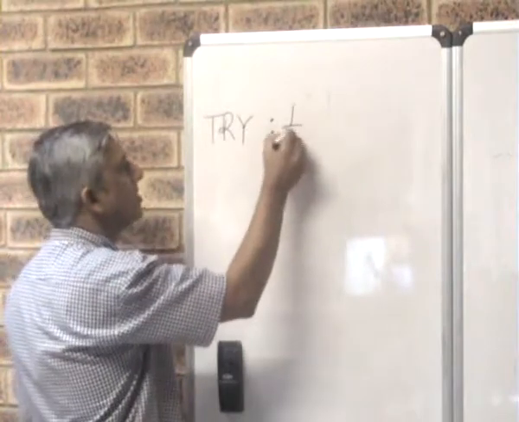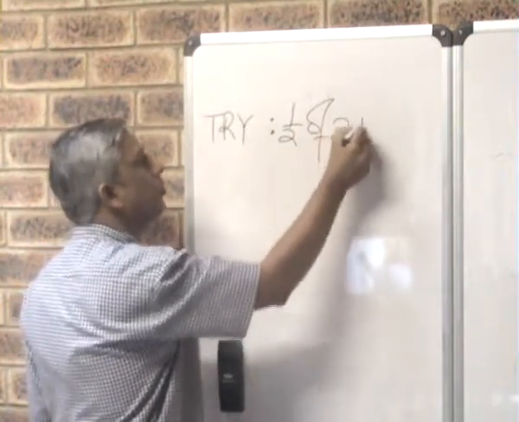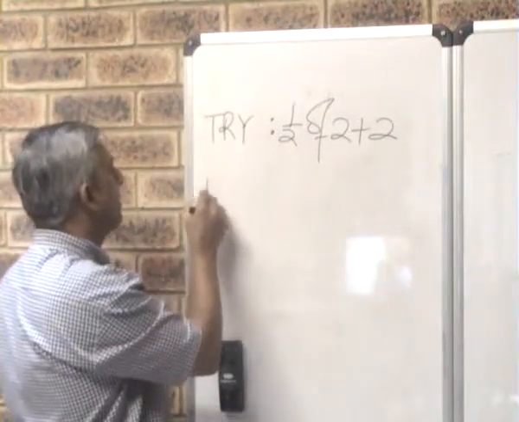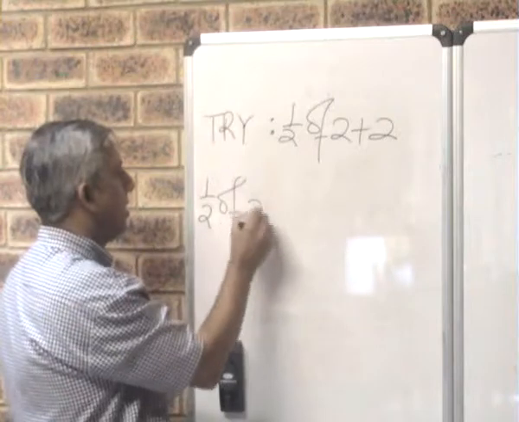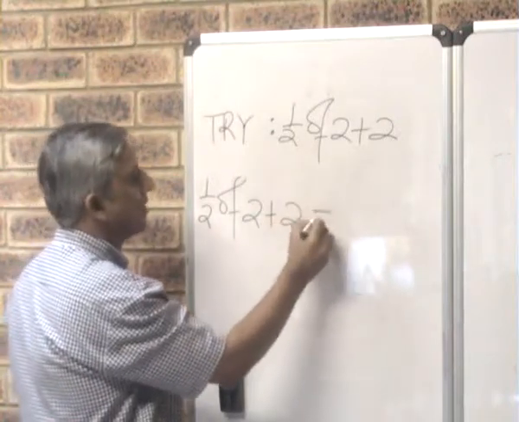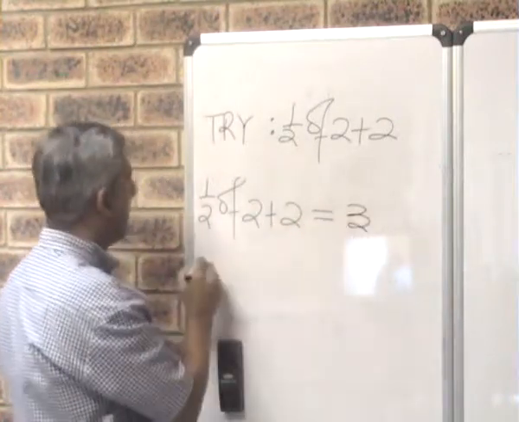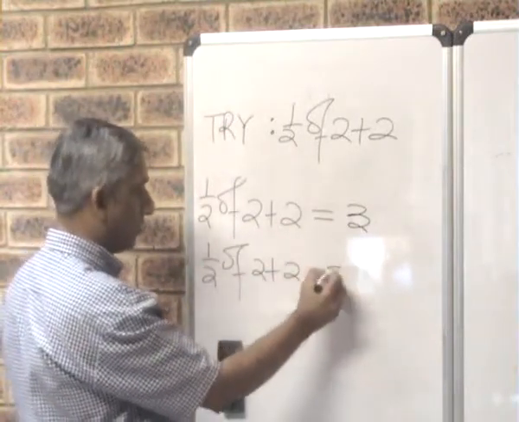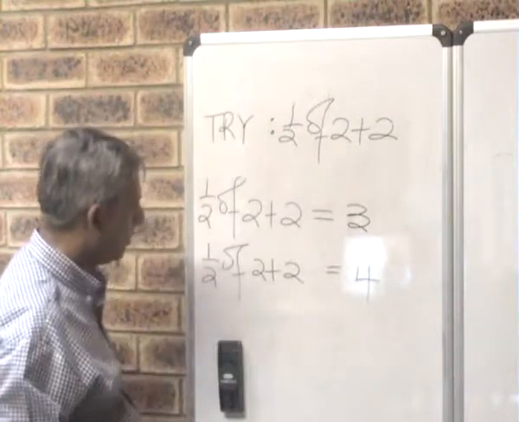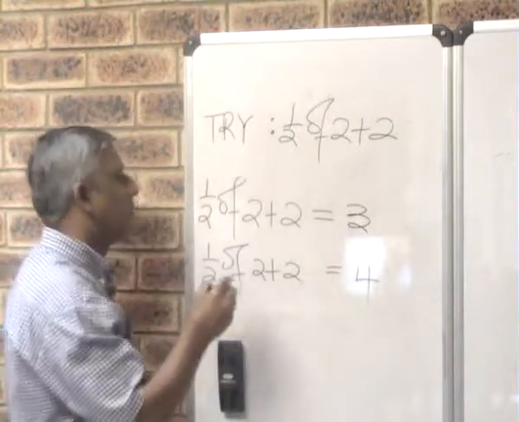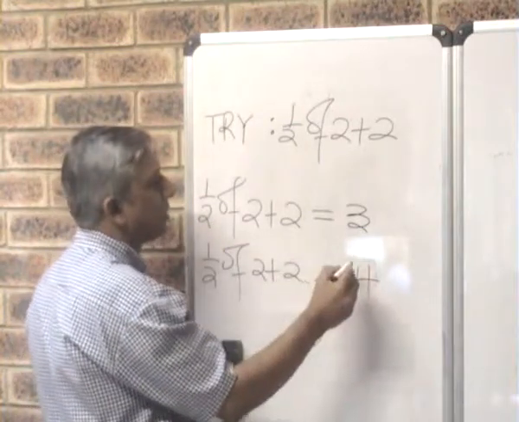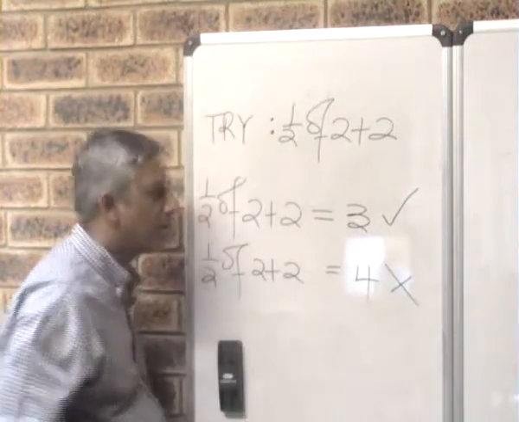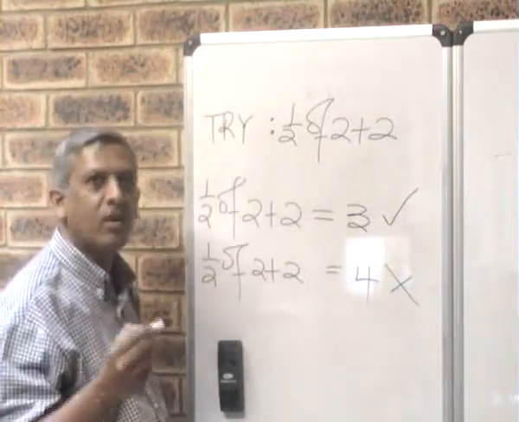Ask them, what is half of 2 plus 2? If you ask this question, some people will tell you half of 2 plus 2 is 3. And some people will tell you half of 2 plus 2 is 4. Well, the people who say half of 2 plus 2 is 3 are right. And these people are wrong. So let's find out why.